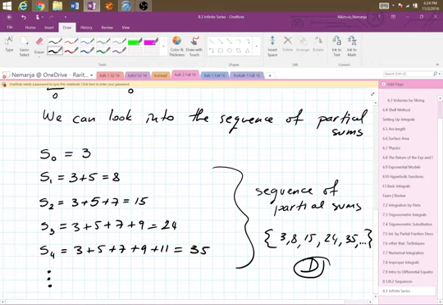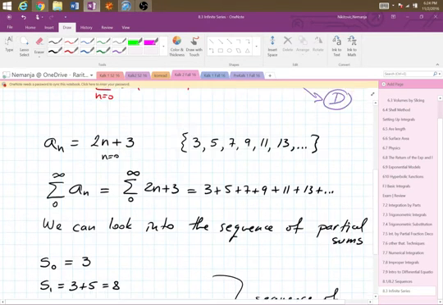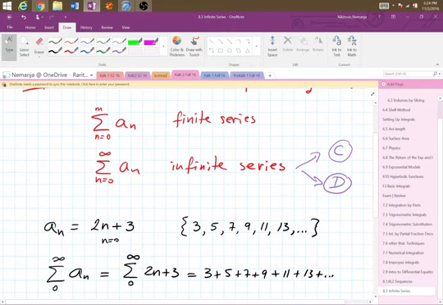So if we have an infinite series, it can converge or diverge, and we can always look at the sequence of partial sums to determine whether the series will converge or diverge. We are not going to use this method.